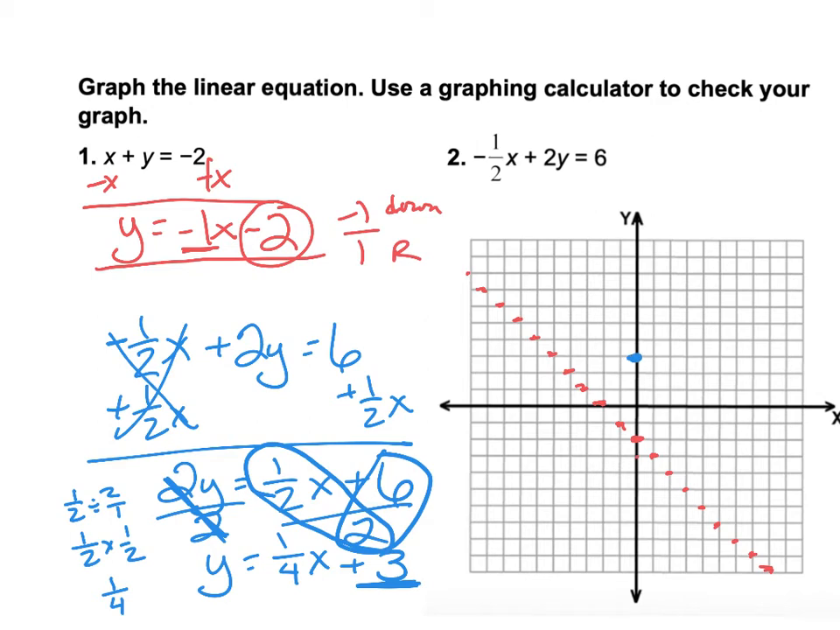So here's my y-intercept. Now, 1/4 is my slope. So I'm going to go up 1 to the right 4. Up 1 to the right 4. And if I want to go the other way, down 1 to the left 4. And so then I have my graph there. So once you change it to slope-intercept form, then you should be able to graph it.